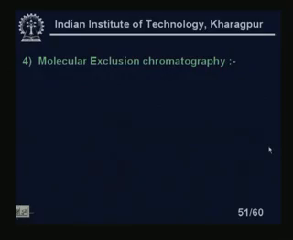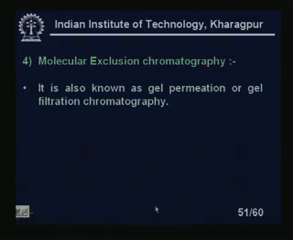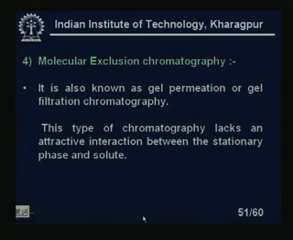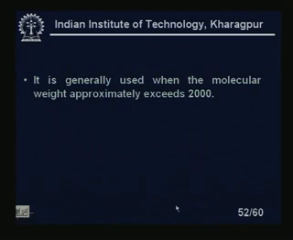Molecular exclusion chromatography, also known as exclusion chromatography. It is also known as gel permeation or gel filtration chromatography. This type of chromatography lacks an attractive interaction between the stationary phase and the solute. It is generally used when the molecular weight approximately exceeds 2000. In cases where it is less than 2000, we have the adsorbent method.